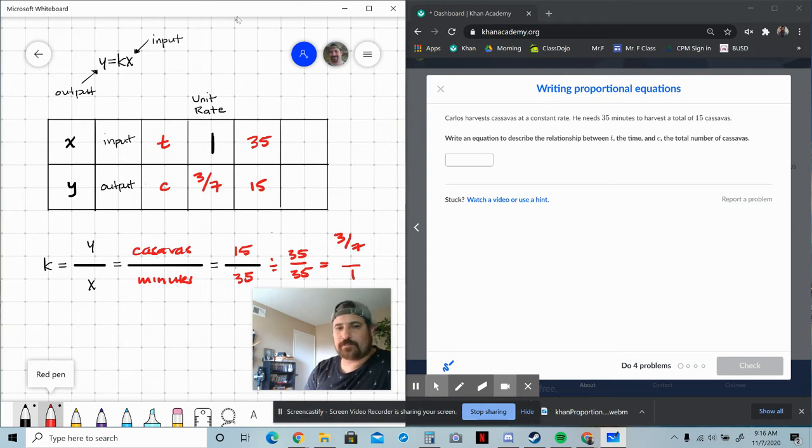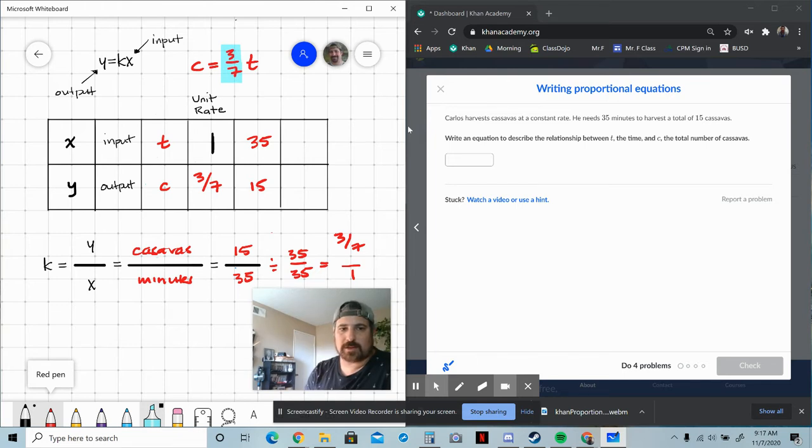Okay. So ultimately, the equation is not y equals, but we're going to do our output value, which is C, is equal to our constant of proportionality, 3/7, or unit rate, times our input value, T. So time times 3/7 is equal to cassavas. And that's how you'd set it up. It's always going to be the ratio of output to input as your multiplier, right?